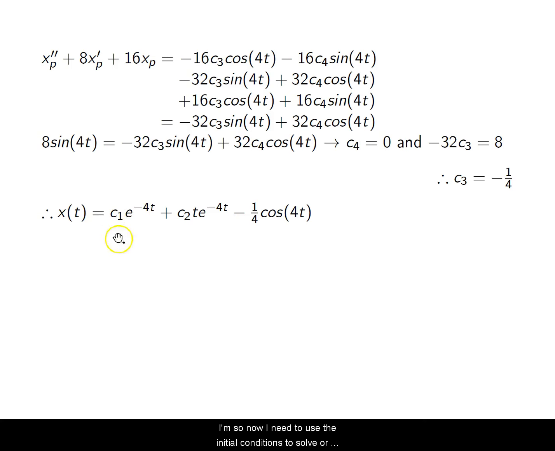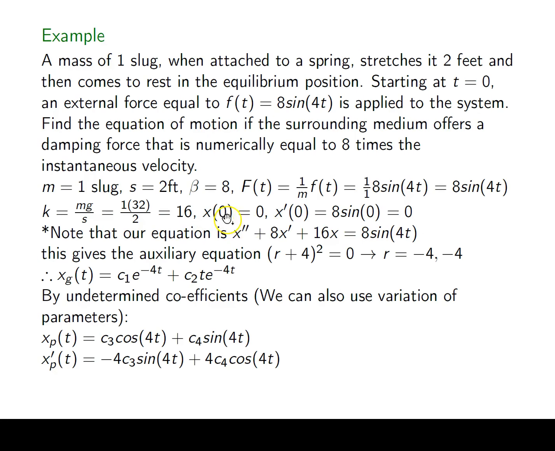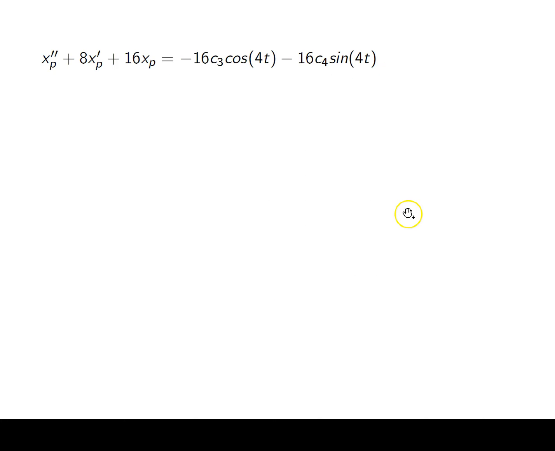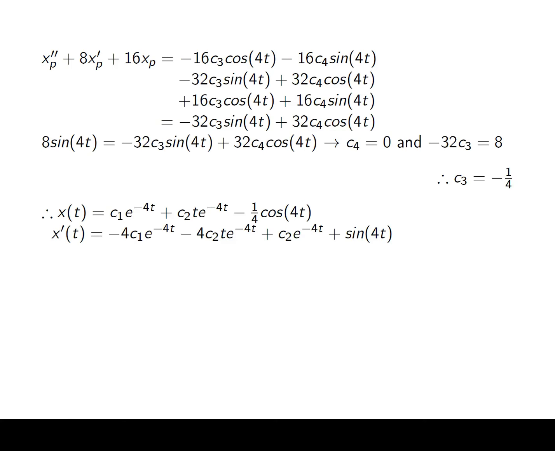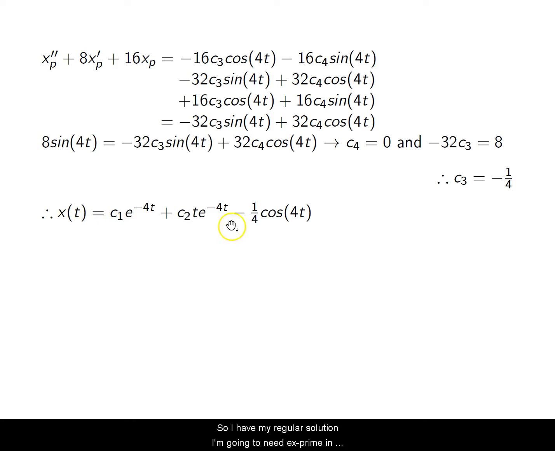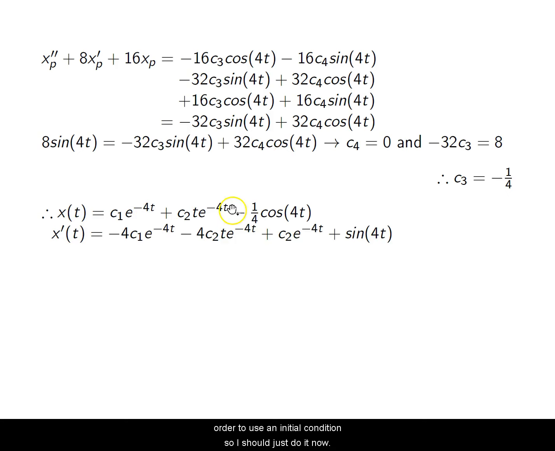So now I need to use the initial conditions to solve for C1 and C2. So going backwards real quick, these are my initial conditions. X of 0 is 0, x prime of 0 is 0. Oops, too far. So I have my regular solution. I'm going to need x prime in order to use that initial condition. So I should just do it now.